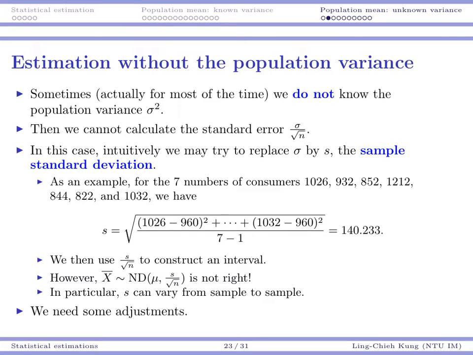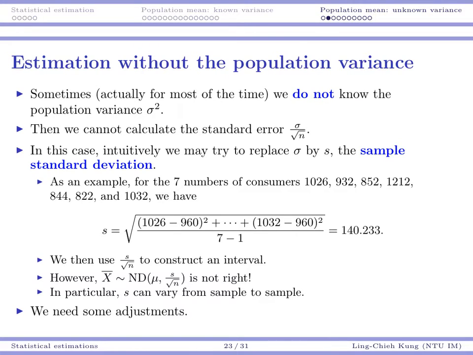And you probably still remember that this particular standard error is used when you calculate the margin length. So if you don't have that, then you don't have a confidence interval. In this case, when you do not have the population standard deviation, intuitively we may try to replace sigma by S, the sample standard deviation.